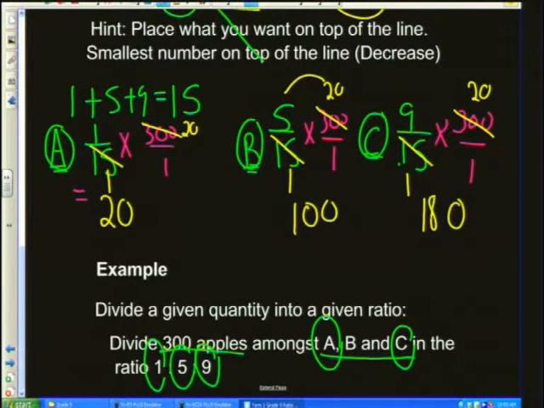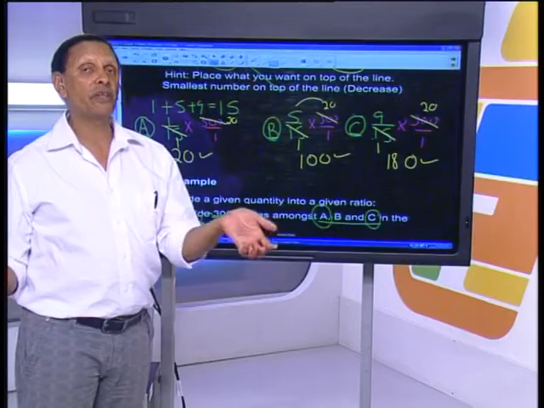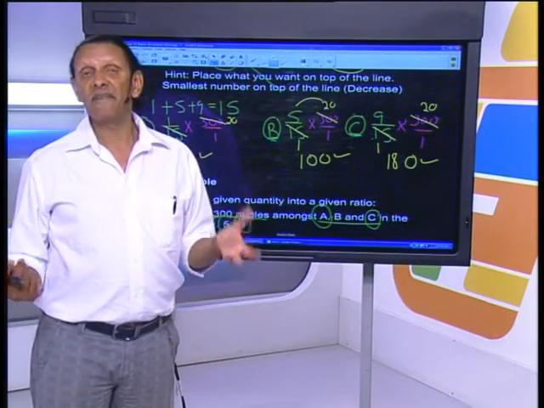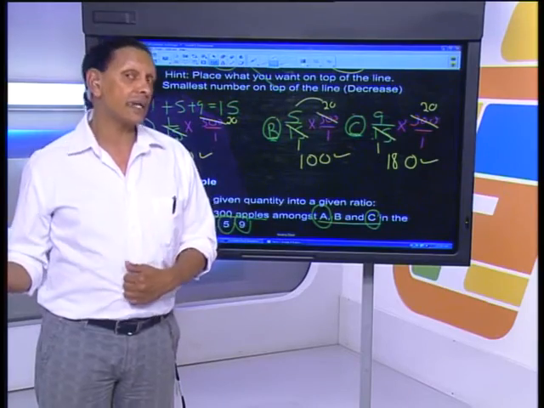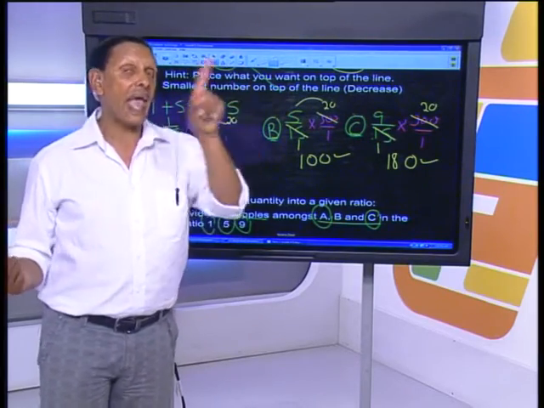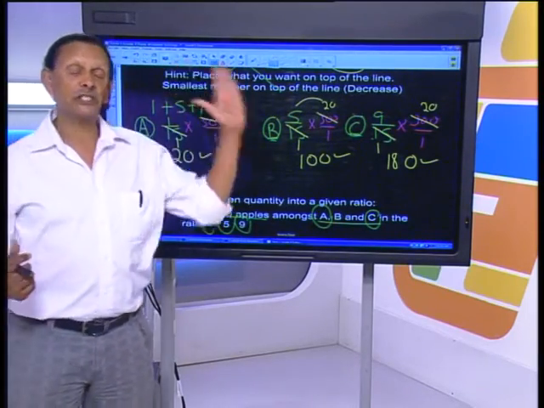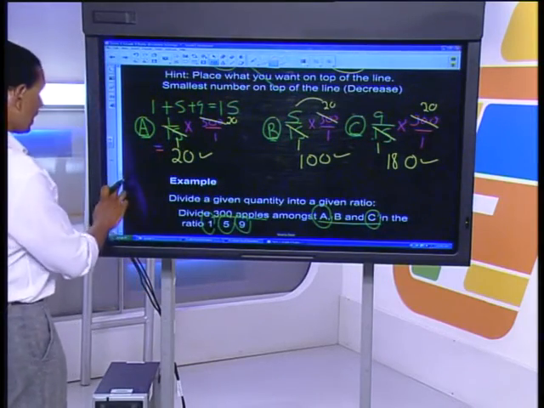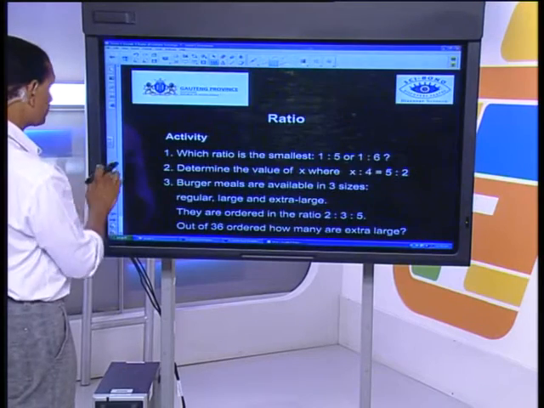180. Now, of course, you can test your answer, guys. 20 plus 100 is 120, plus 180 gives you 300. So you can double check whether your answer is correct. So there you are. That's how we divide a value in a certain ratio. Remember, you add the ratios, and then you split each one in its own ratio. It shouldn't be that difficult.